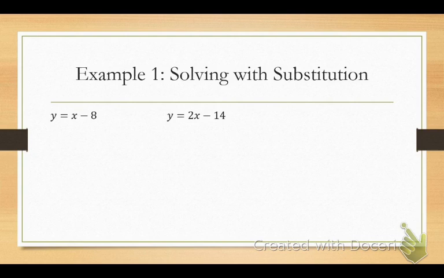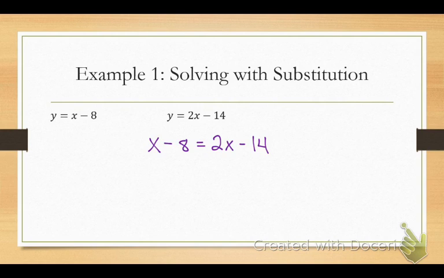Okay? So what I'm going to do now is I'm going to take this and plug it in for y. What ends up happening is I'm taking those expressions and just making them equal to each other. So now I have x minus 8 equals 2x minus 14. Now this looks like an old familiar friend. Variables on both sides of the equation.